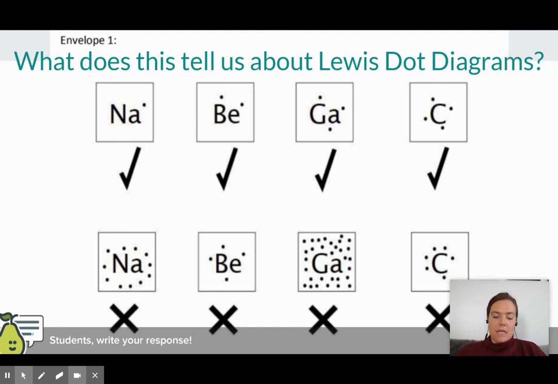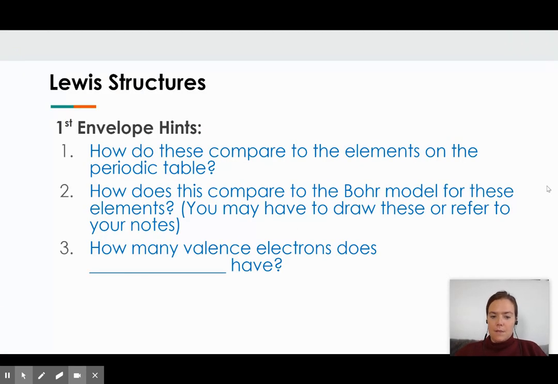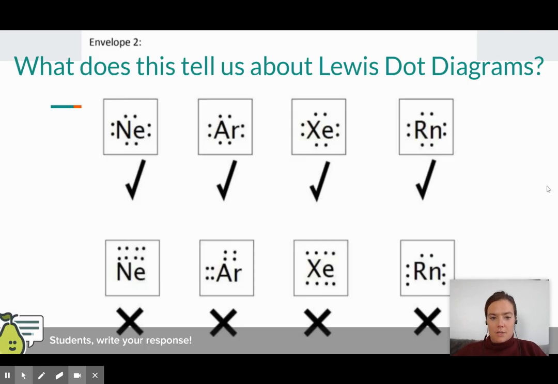What does this tell us about a Lewis dot diagram? Noticing the checks, those mean that these are the correct way to draw a Lewis diagram. These are the incorrect way to draw a Lewis dot diagram. So what do you think this means? Here are some hints that might help you think about it. How do these compare to the elements on the periodic table? What about the Bohr models? What do you think valence electrons have to do with it?